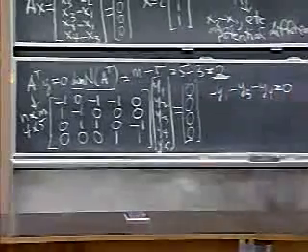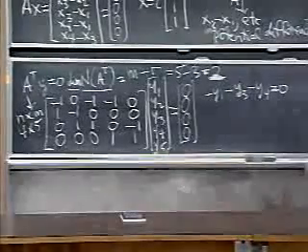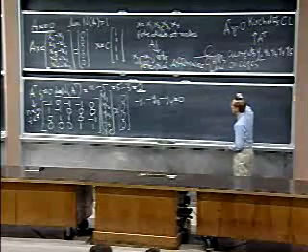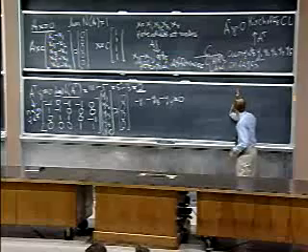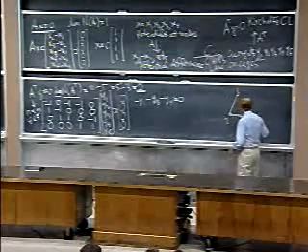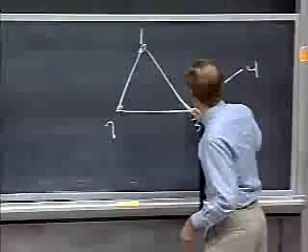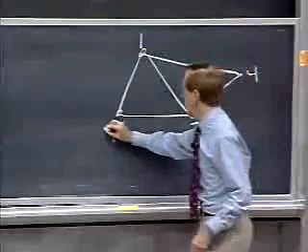Where did that equation come from? I'll redraw the graph here so that we see again there was node 1, node 2, node 3, node 4 was off here. That was our graph. We had currents on those.